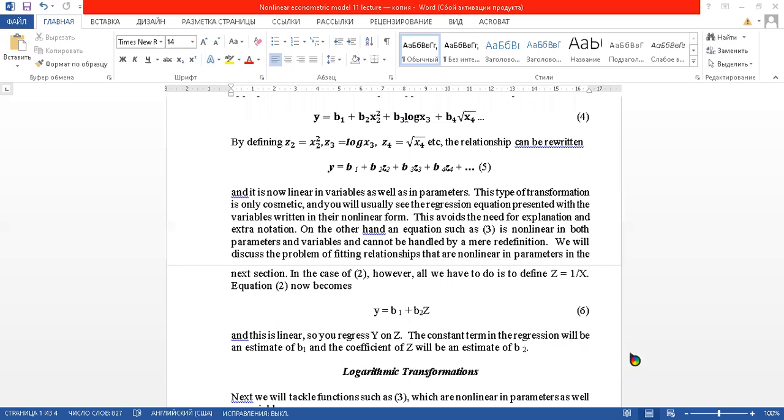Replace y, and the constant term in the regression will be estimated by using ordinary least squares. The covariance of y and z divided by the variance of z, instead of x, we'll use that.